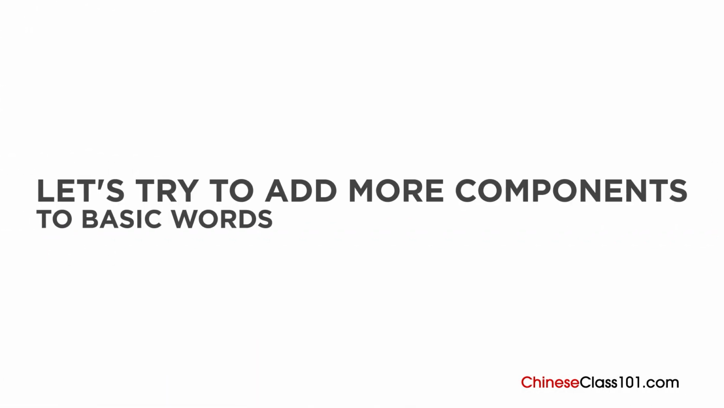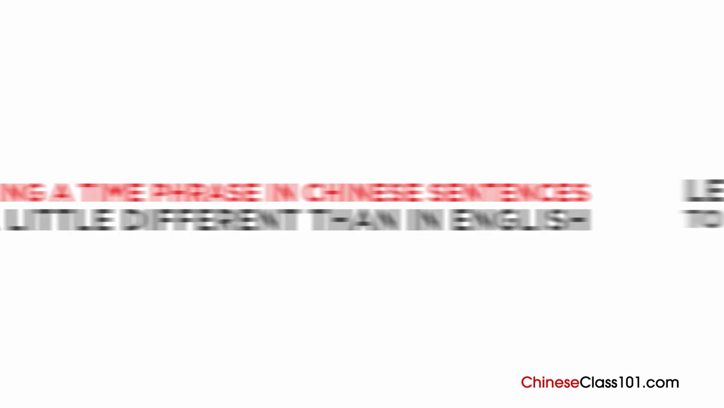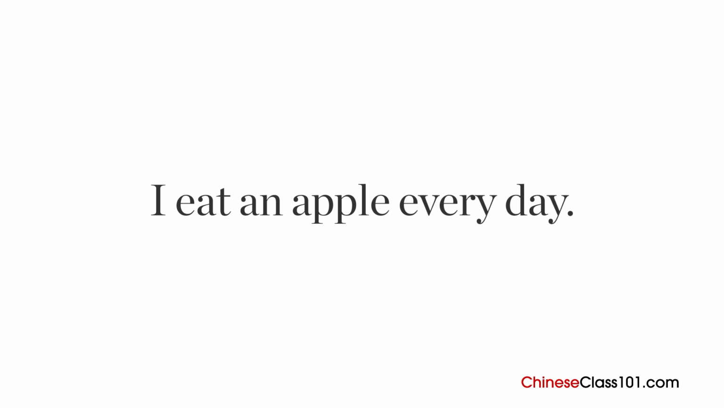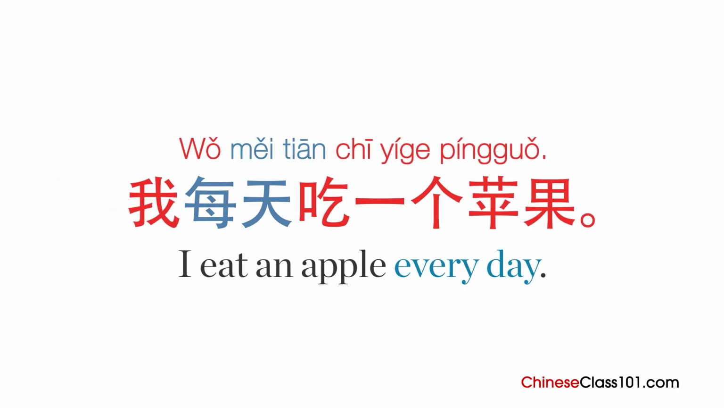Now you know the word order in Chinese. Let's try to add more components to basic words to make longer sentences. Adding a time phrase in Chinese sentences is a little different than in English. In English, we put the when phrase in the last part of the sentence. For example, I eat an apple every day. In Chinese, we put the time phrase after the subject. So we need to put every day after I. So we have 我, I, 每天, every day, 吃, eat, 一个苹果, an apple. Subject plus time phrase plus verb plus object.